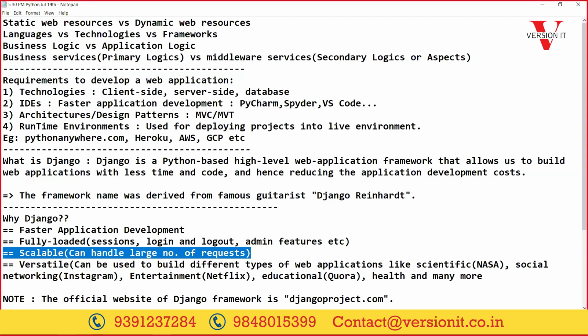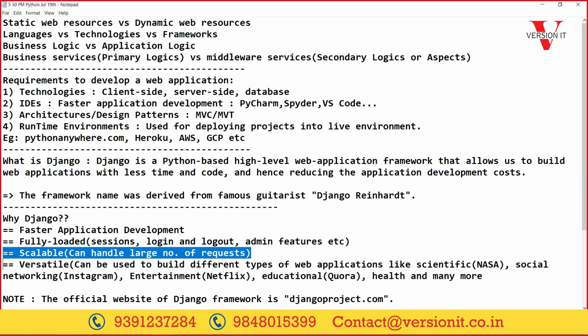Next is versatility. When you are learning the basics of computers, why should I use a computer? Large storage capacity, accuracy, speed, diligence, and versatility. Versatility means I can use it in education, business, science, research, commerce, anywhere. Like that, Django is versatile in the sense that you can use it to build different types of applications. All are web applications, but of different types. For example, entertainment-based: we already discussed it, Netflix is built on Django.